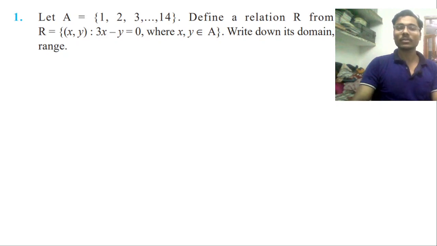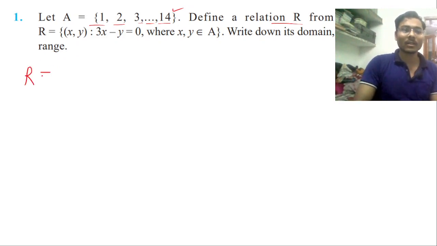Here is the first question. They have given a set A which is defined as 1, 2, 3, natural numbers up to 14, and we have to find a relation which is defined like this. After defining the relation we will have to find the domain, codomain and range for this. Okay, so let me solve.